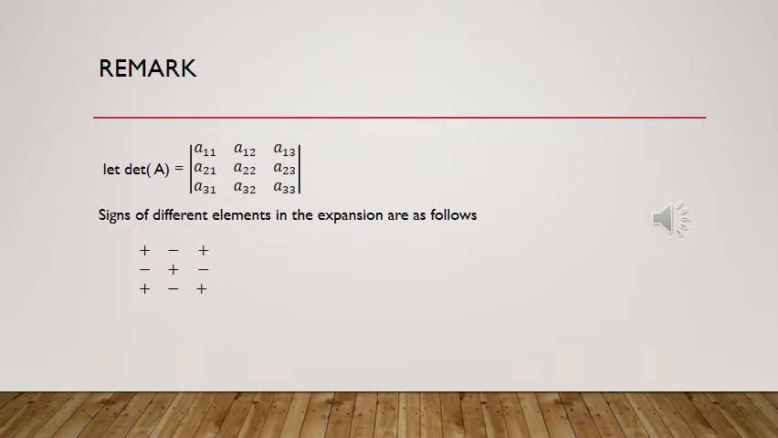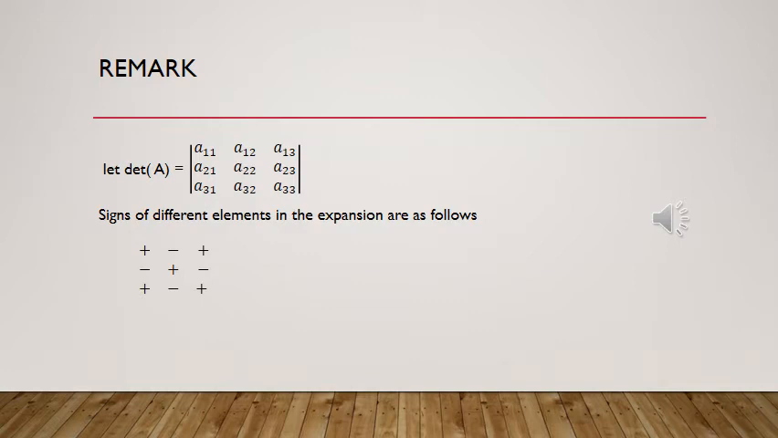Now let us consider determinant A equal to the determinant of A11, A12, A13, A21, A22, A23, A31, A32, A33. Let's see the sign of the different elements. For A11, the suffixes are 1 and 1, 1 plus 1 is 2, so negative 1 raised to 2 is positive.